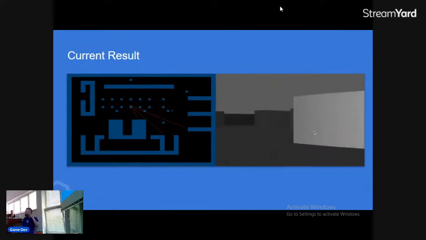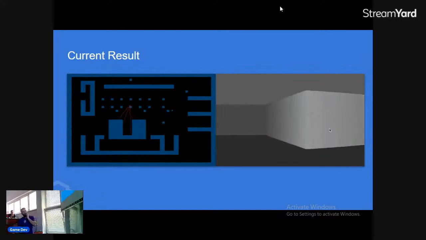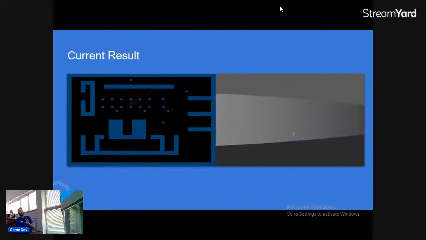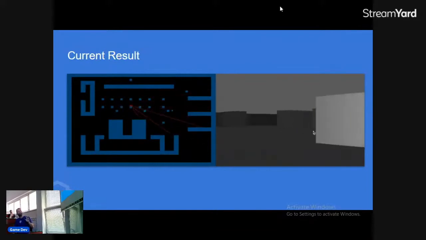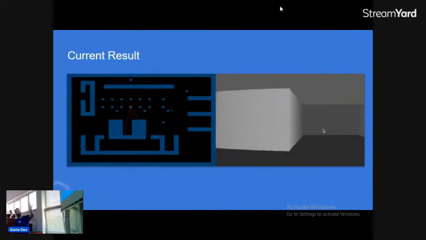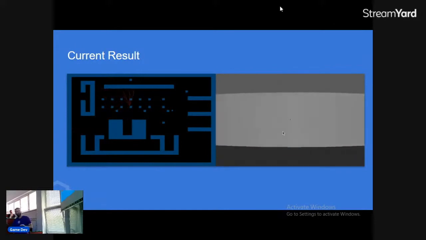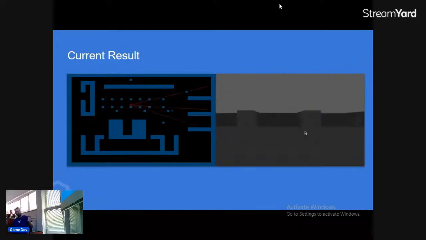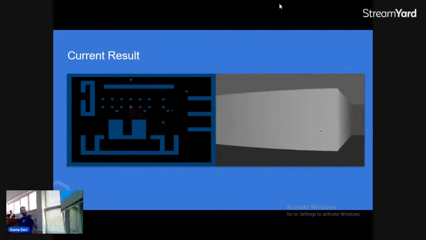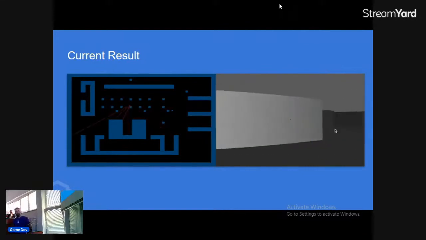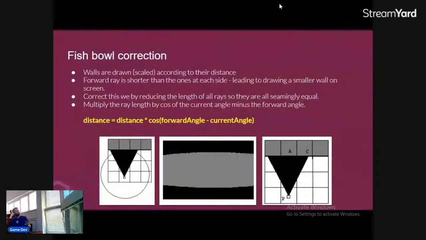I don't know if you can notice it, but there's something called the fishbowl effect that's happening here, okay? The walls are not straight. You can notice it very clearly when we're right in front of this white wall. It's got this kind of curvature to it, all right? And it might be unnoticeable, sometimes it's really noticeable, but we'll explain this phenomenon and we'll fix it, okay?